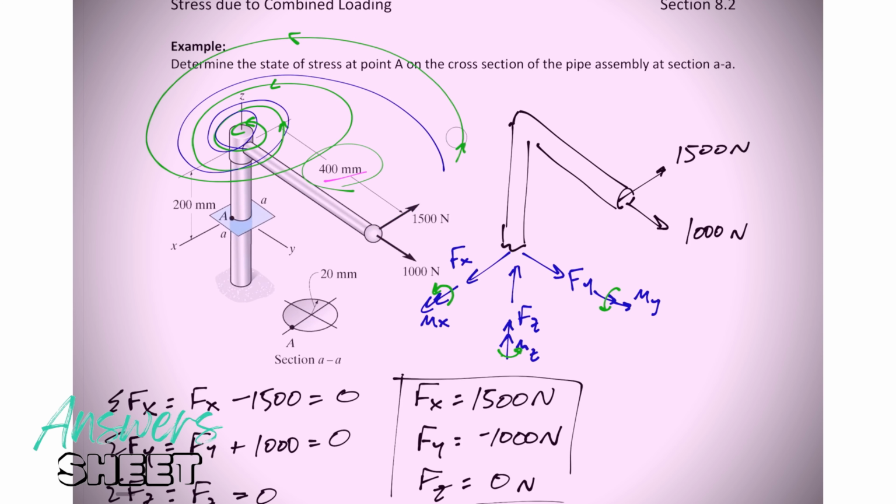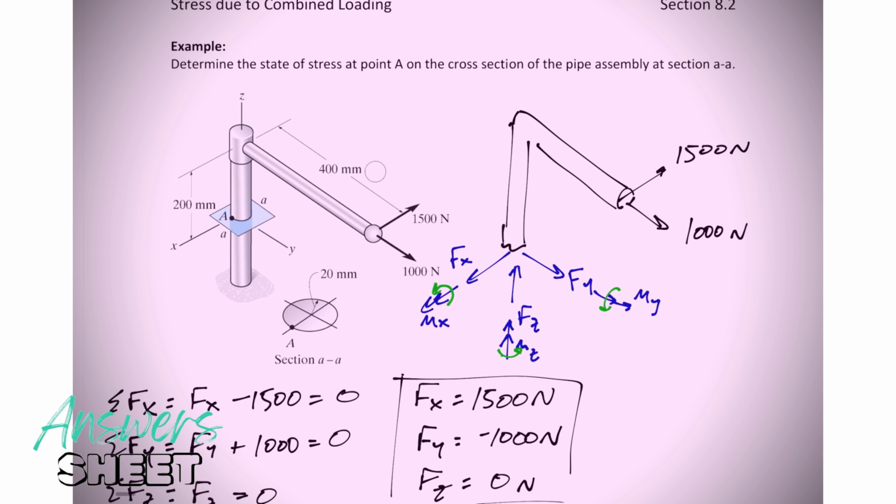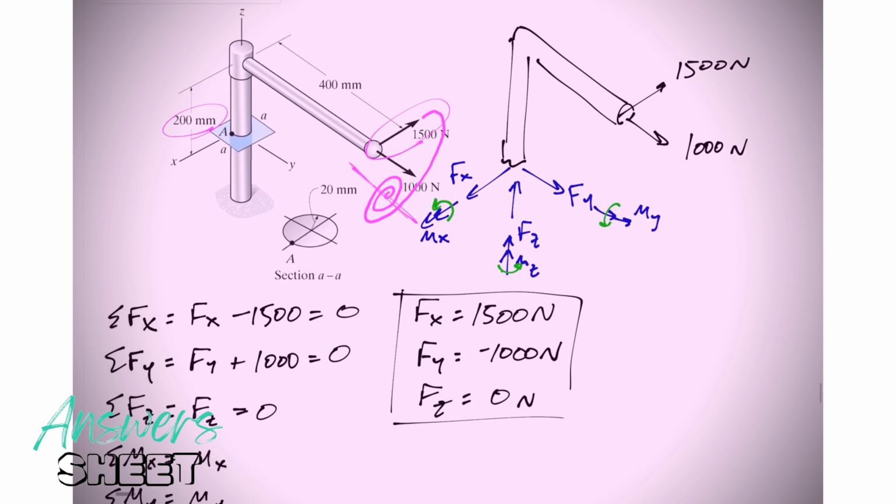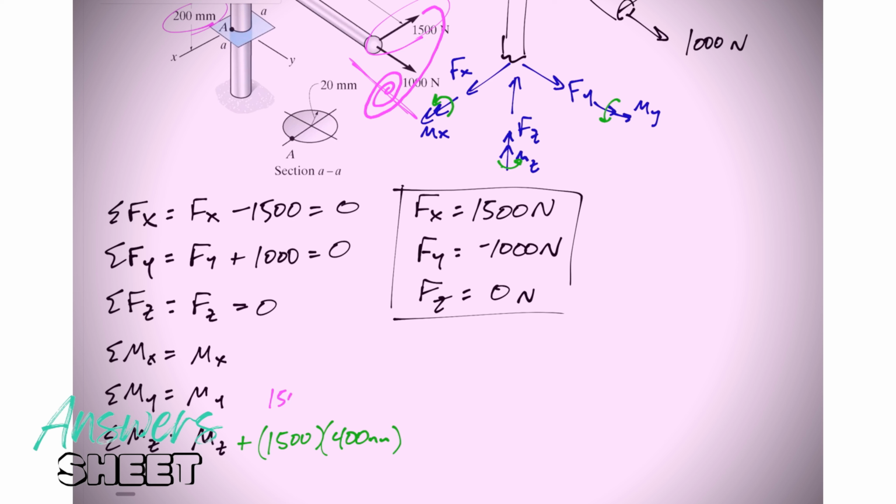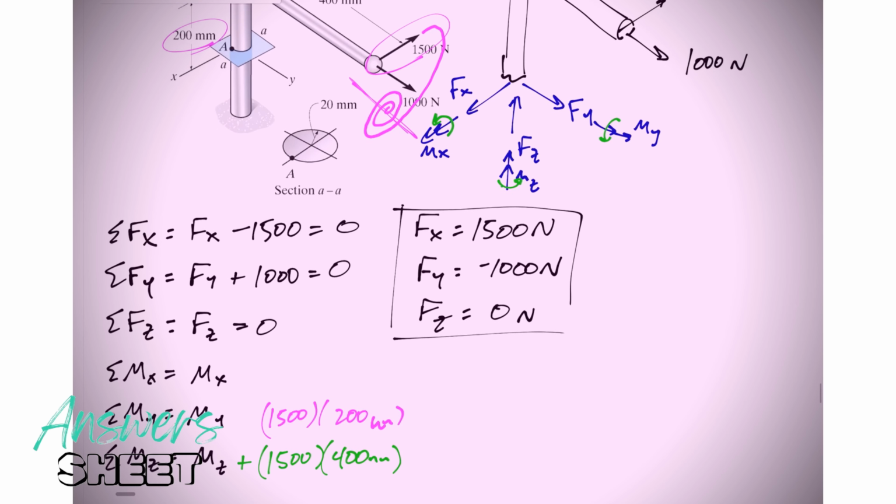Okay, but it could create another moment, another rotation, depending on how it is offset. Do you see that it is also offset? It's 200 millimeters above the cut. And so if I am pushing with some force 200 millimeters above the cut, it can curl down here and rotate about the y-axis. So 1500, I'll do this in pink, 1500 with a 200 millimeter moment arm would create a y rotation.